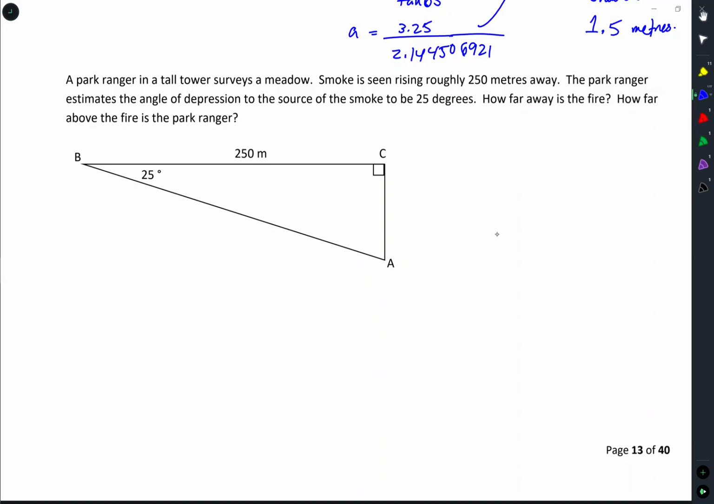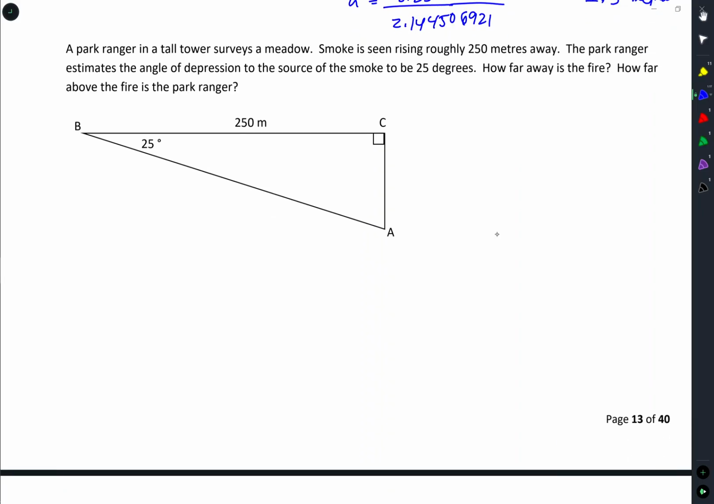So here we go. Hope you paused it, hope you tried it. We're going to take a look at this. A park ranger in a tall tower surveys a meadow. Sounds like a pretty good job. Smoke is seen rising roughly 250 meters away. The park ranger estimates the angle of depression to the source of the smoke to be 25 degrees.